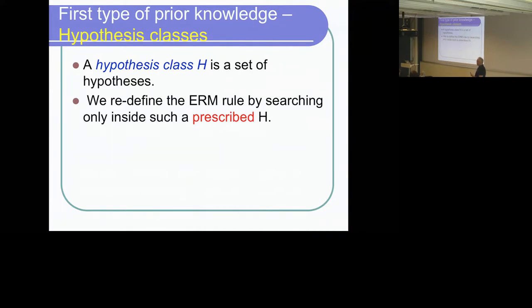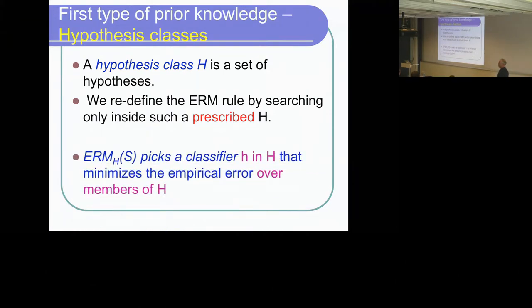The simplest way, the first way we're going to introduce some prior knowledge is by a notion of a hypothesis class. So what is a hypothesis class? A hypothesis class is a prescribed set H of hypotheses. So you fix in advance a collection of potential hypotheses, and now you only consider hypotheses in this class. And now there is a revised version of the empirical risk minimization rule. Empirical risk minimization with respect to a prescribed class H: when you get a sample S, you pick a classifier h in the class that you fixed before that minimizes the empirical loss.